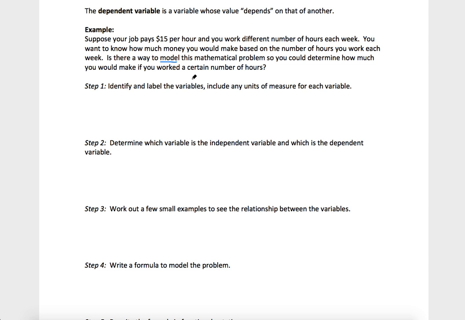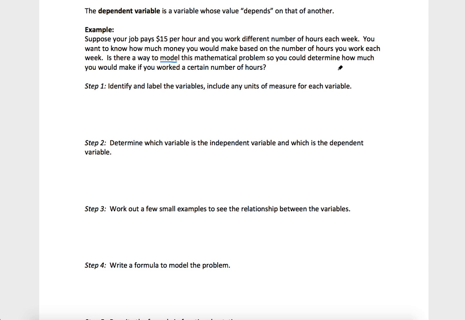So the question that we want to ask is, is there a way for us to model, and when I say model, is there a way for us to write a formula or an equation to represent this mathematical situation, okay? So when I say model, that's what I'm referring to. Let's come up with a formula to represent or model the problem at hand. Okay, so is there a way to model this mathematical problem so that you could determine how much you would make if you worked a certain number of hours?